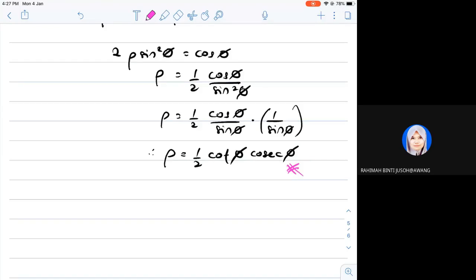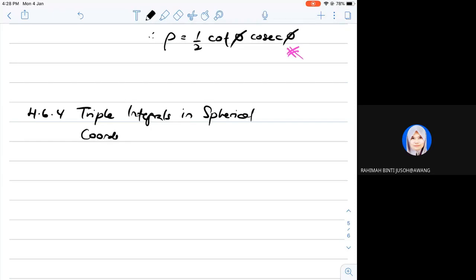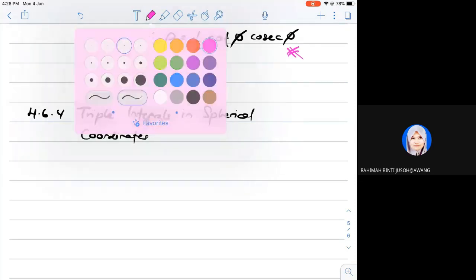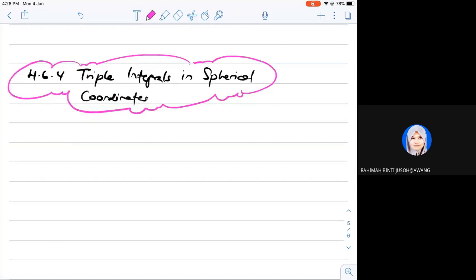Okay, so you can try the rest of the equations. Alright, so now let us proceed. 4.6.4, triple integrals. This is the important one, triple integrals in spherical coordinates. Okay, let us recall first. As usual I like to recall first, so that you all can relate.